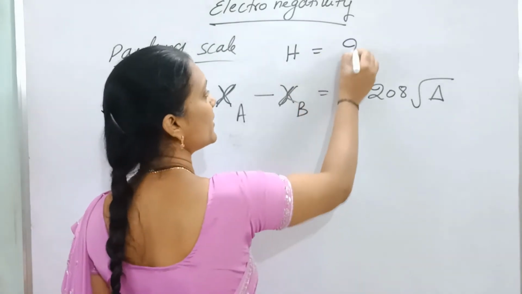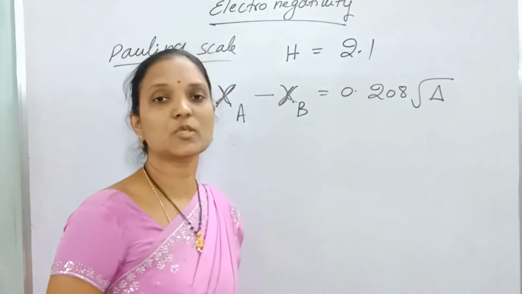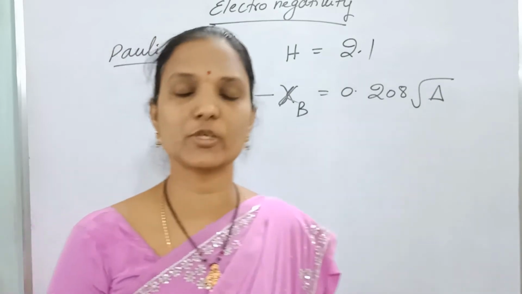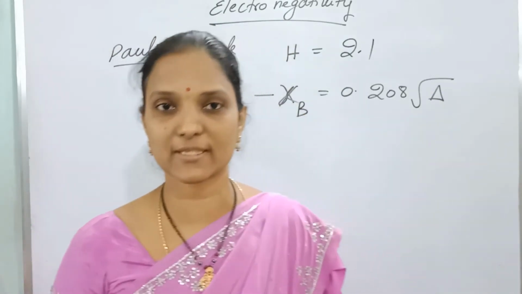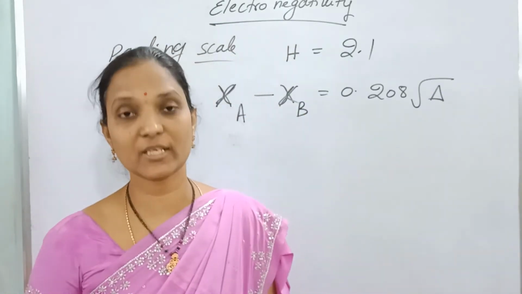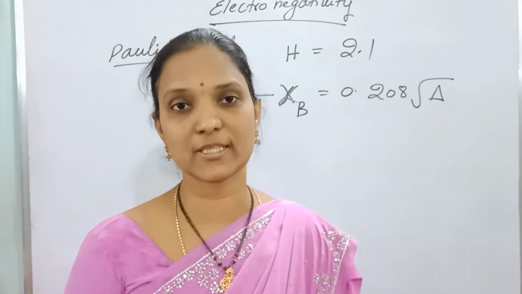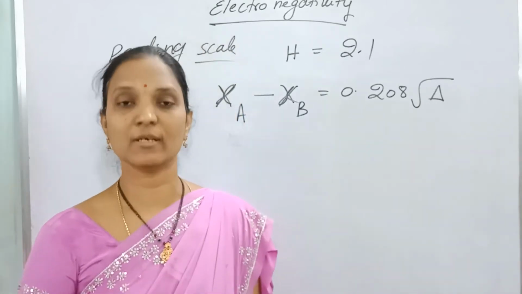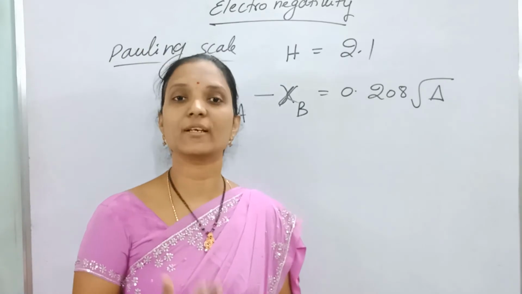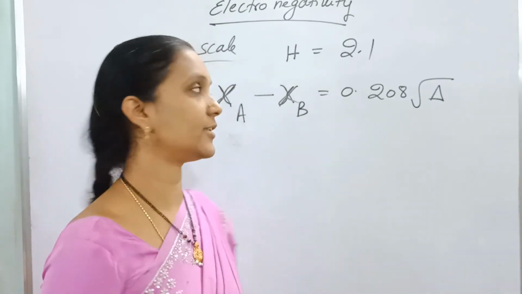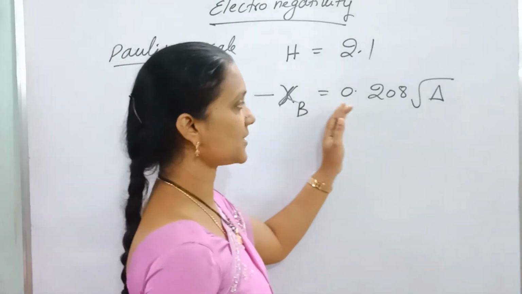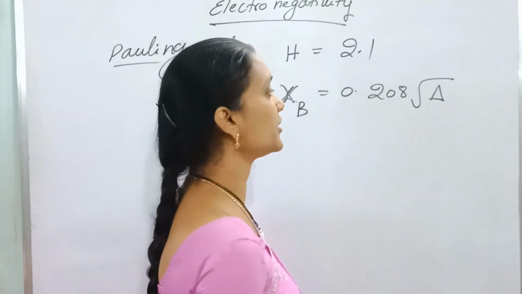The electronegativity he used for hydrogen is 2.1. So what is the standard element used for calculation of electronegativity in the Pauling scale? The given answer is hydrogen. What is the electronegativity of hydrogen used in this scale? That is 2.1. By taking this as standard, the remaining elements' electronegativity is calculated using the formula XA minus XB equal to 0.208 root delta.